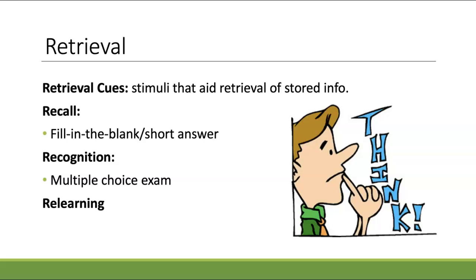We are constantly retrieving that information. Now, sometimes we can remember information without any help at all. Other times we might need reminders, and these reminders are called retrieval cues: stimuli, or basically small reminders that help us remember information or retrieve stored information.